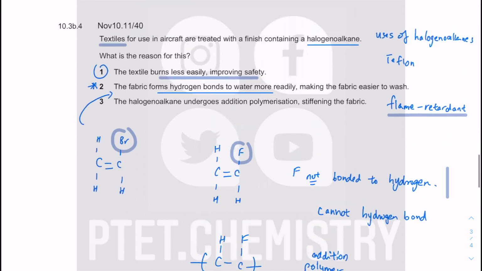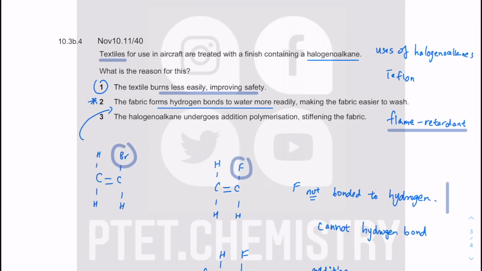If the fluorine or the oxygen or the nitrogen is not bonded to the hydrogen, you cannot have hydrogen bond, because the most important concept of hydrogen bond is you must have a hydrogen atom bonded to a highly electronegative atom such as fluorine, nitrogen, or oxygen. In this halogenoalkane, the fluorine is not bonded to any hydrogen at all. So this one technically is wrong. Well, actually, it is definitely wrong.